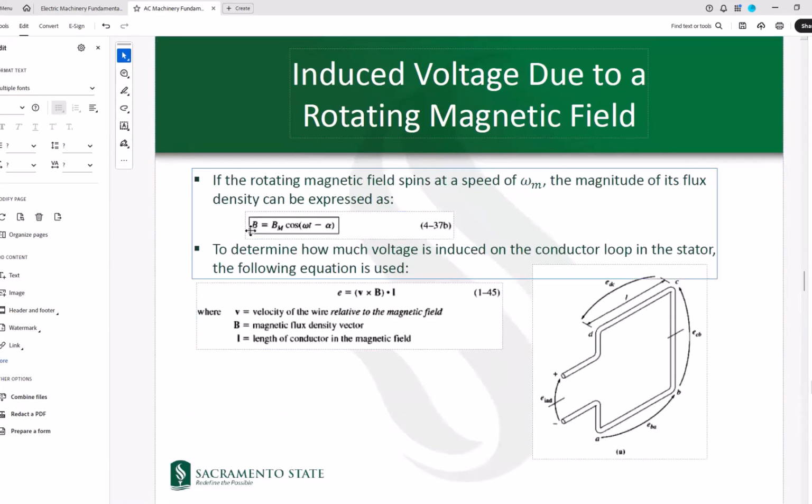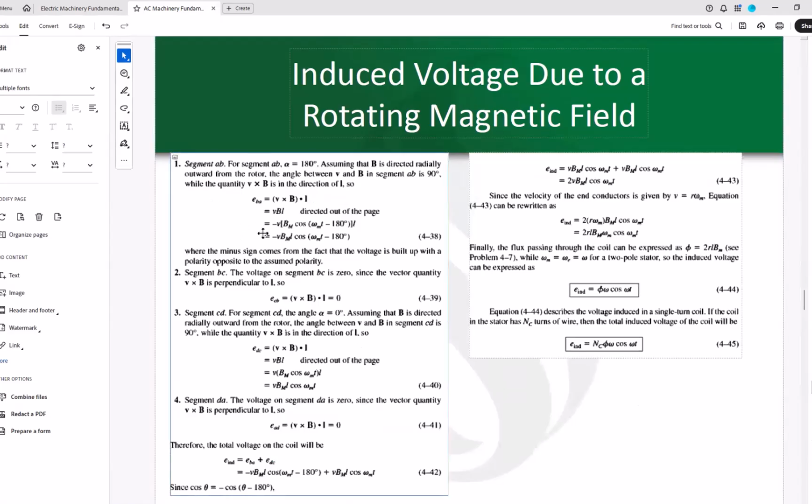So if this is going to be the flux density, then in the different segments AB, BC, CD, and DA, we would have different voltages. For segments BC and DA, as we saw in the case of DC machines, there would be no voltage induced, but in the other two sections, voltages would be induced and they would be added together. So in summary, we get the same concept that you had in the case of DC machines. In the case of DC machines, do you remember that the induced voltage was a function of phi and omega?